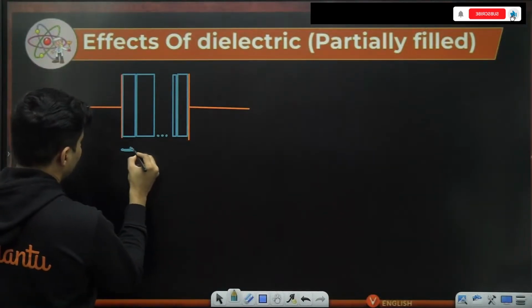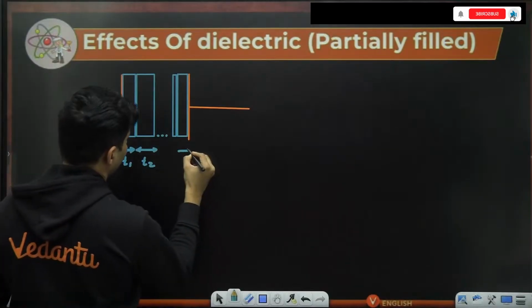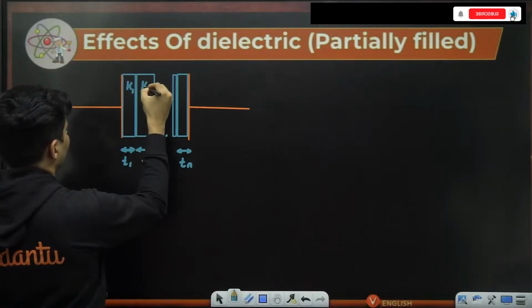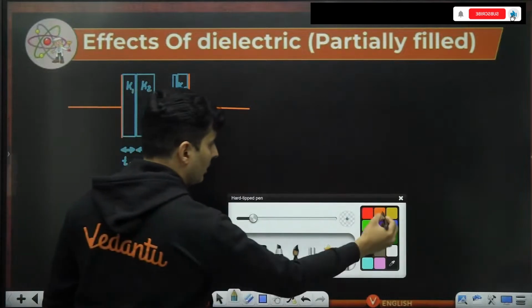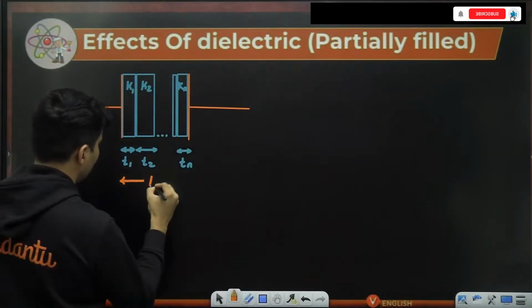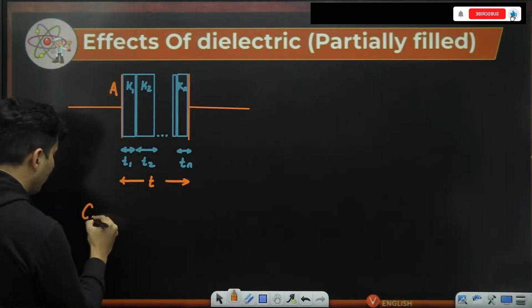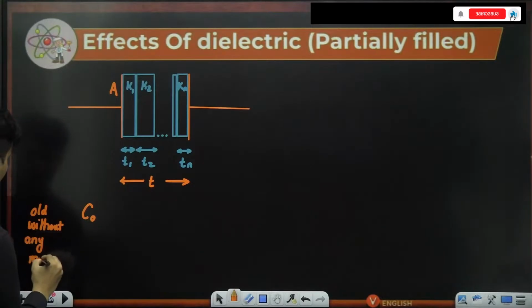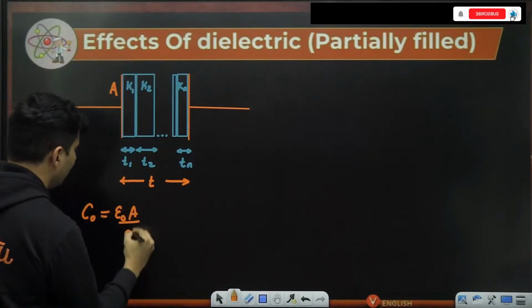And each one of them has different thicknesses like T1, T2, like that, Tn, and dielectric constants K1, K2, Kn, and so on and so forth. And the total thickness earlier was T, area was A. So the old capacitance without any medium would have been simply epsilon naught A by D.